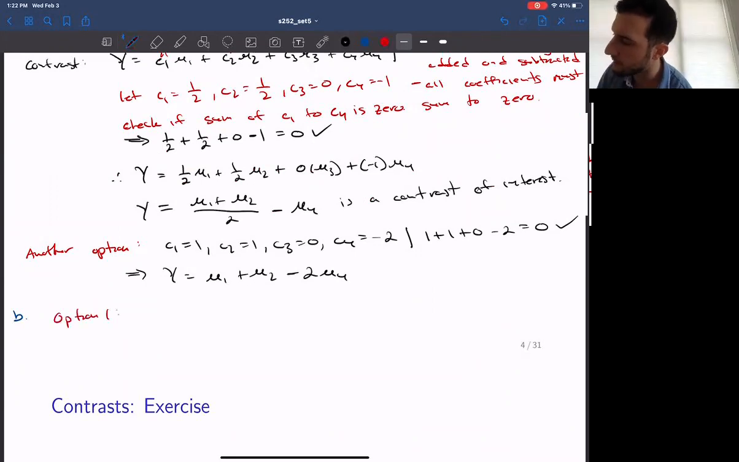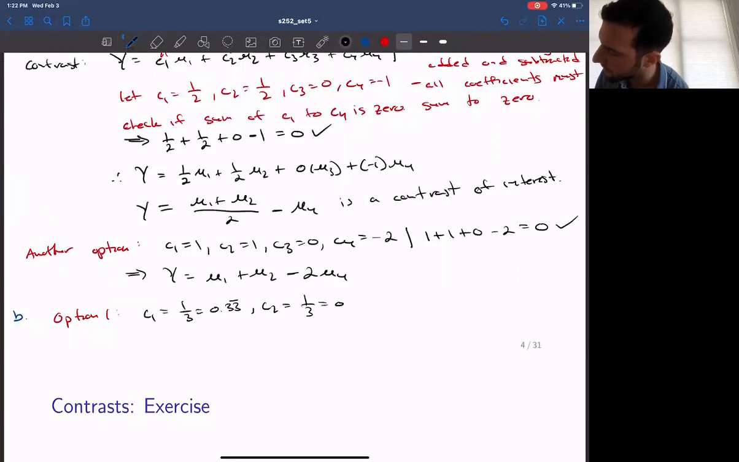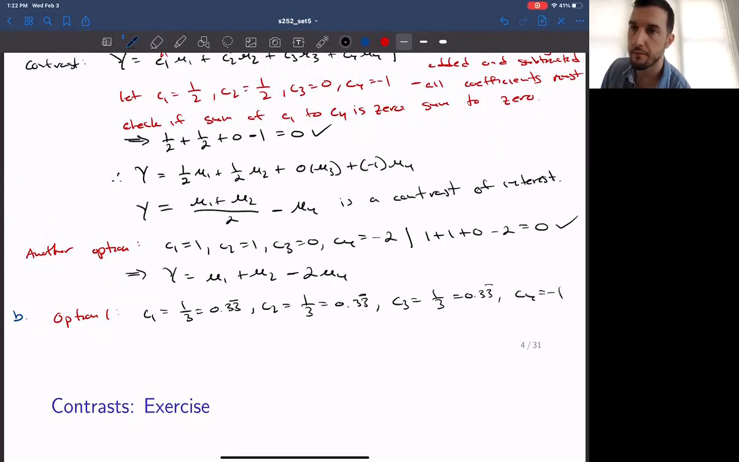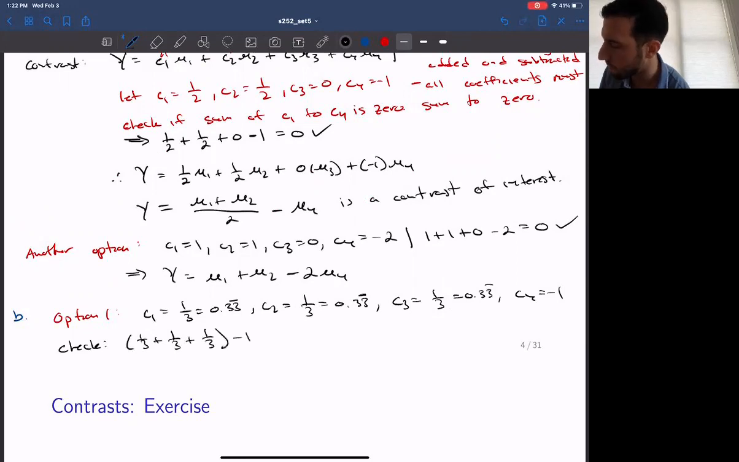So one option is we let C1 equal a third, which is 0.33 repeating. C2 equal a third, which is the same thing. And C3 equal a third, which is the same thing. And then we let C4 equal -1. So this would be one option. Okay, so we can check. So we have 1 over 3 plus 1 over 3 plus 1 over 3 minus 1 equals 0.